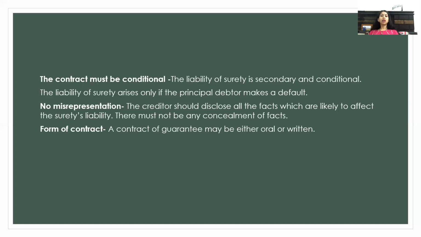Means the creditor is under a liability to disclose each and every fact regarding the contract of guarantee to the surety. Why? If the creditor hides any sort of fact, that will affect the right of the surety in future. Next is form of a contract. So this contract of guarantee can be either oral or written.